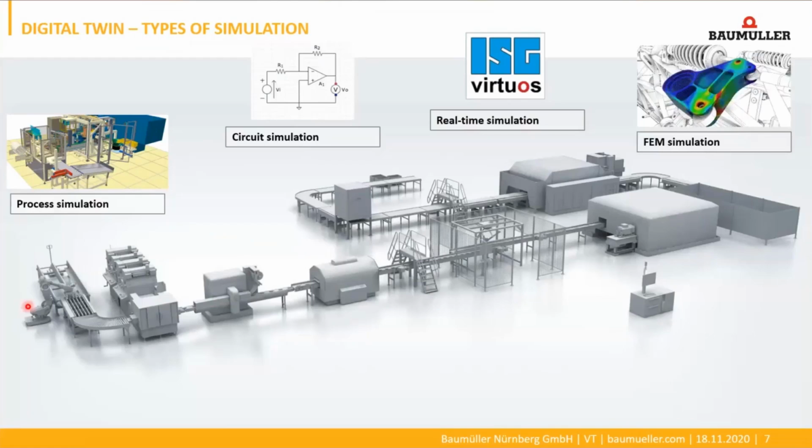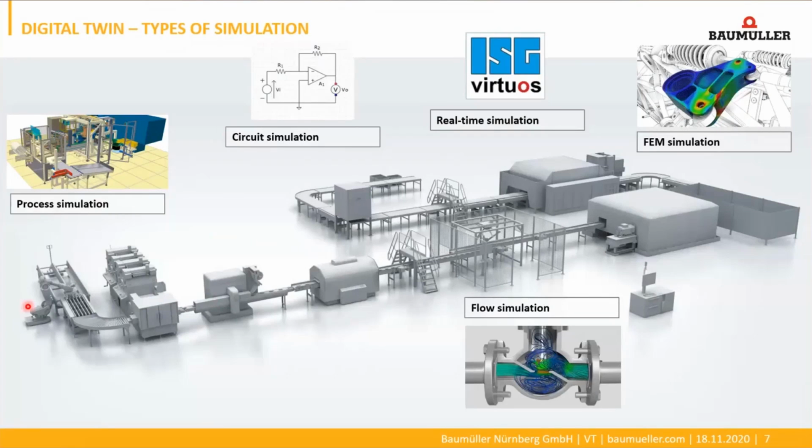The FEM simulation is used to test the mechanical strength of components. It is simulated whether the components can absorb the resulting forces without being deformed or destroyed. How liquids, for example water or oil, move in pipes or valves can be determined with the flow simulation.